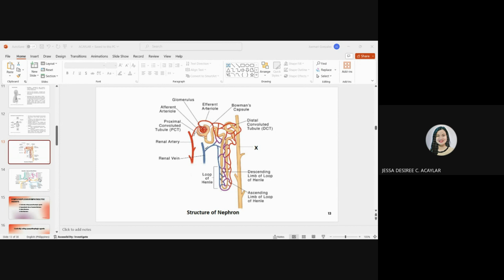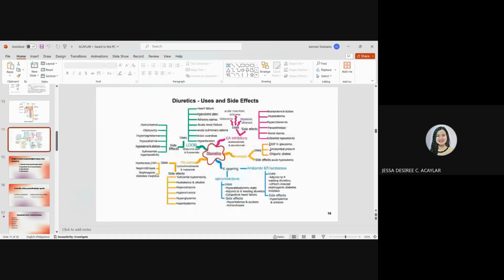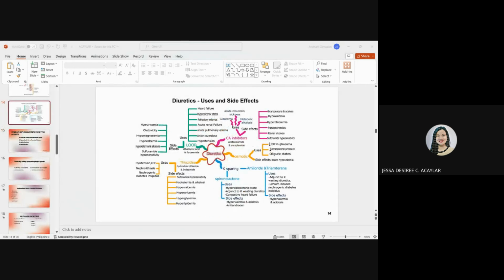So, here po, hinanap ko to sa internet. Gamit natin to no undergrad. Sinama ko na po siya dyan sa PowerPoint. Yung mga diuretics na uses and side effects niya po.